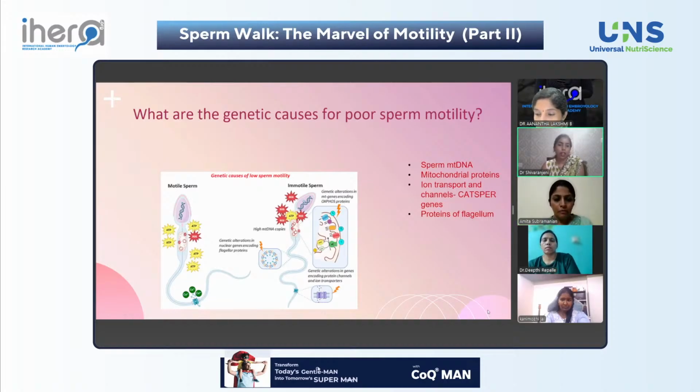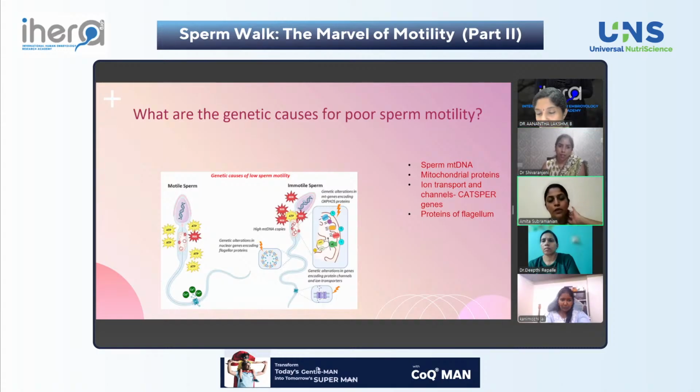It can be mutations in the genes responsible for mitochondrial DNA or mitochondrial protein. Mutations affecting the flagellar proteins and ion channels responsible for the calcium influx for sperm motility. And then syndromes like maybe Kartagener syndrome, where the sperms are immotile because of the flagellar defect.